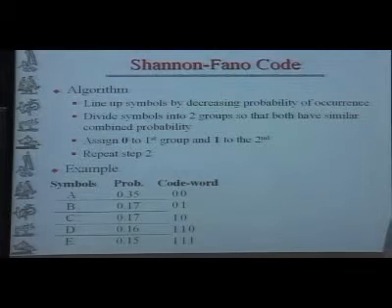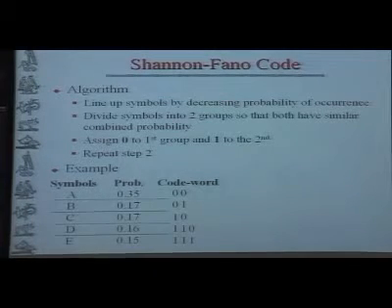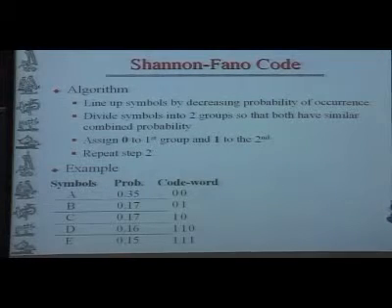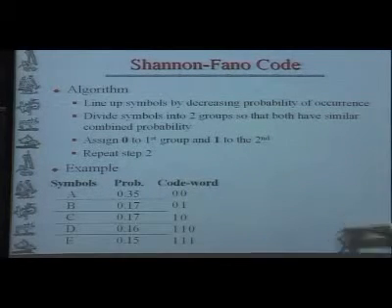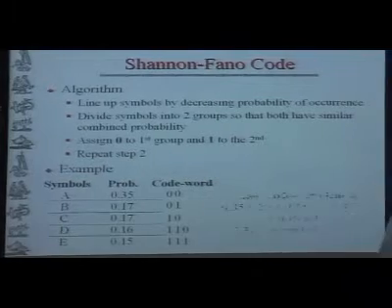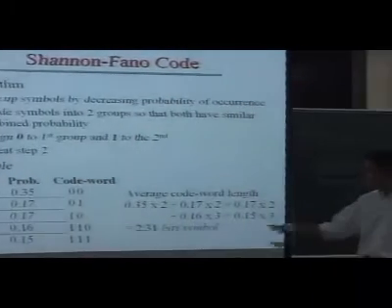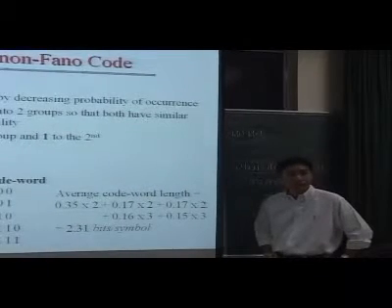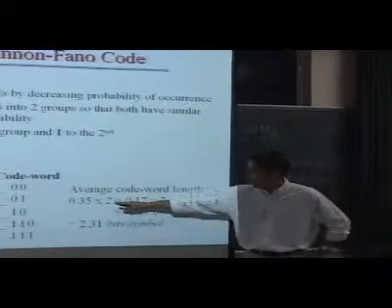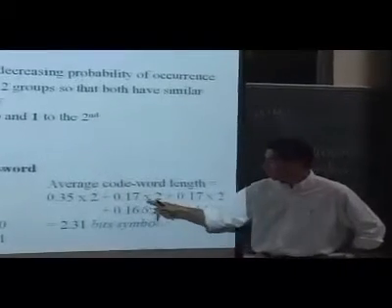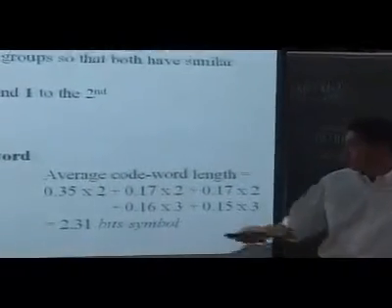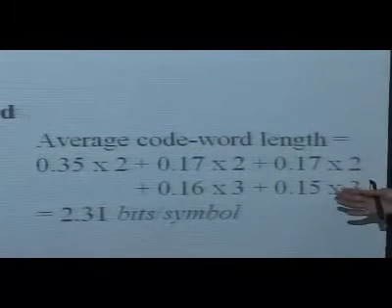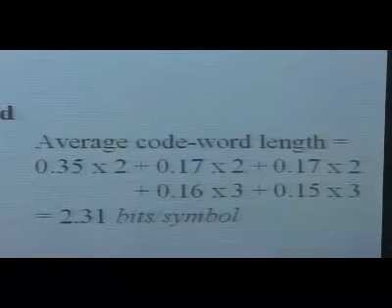Okay? So this is called the Shannon-Fano code, and it's a top-down algorithm. You start at the top, and you start to resolve all the symbols until you're done. Okay? And for this case, the average code word length will turn out to be 2.31 bits per symbol. And that's because when A appears, you spend 2 bits. When B appears, you spend another 2. When D appears, you spend 3 bits, and so on and so forth. And this is on average. Okay? So this is 2.31.